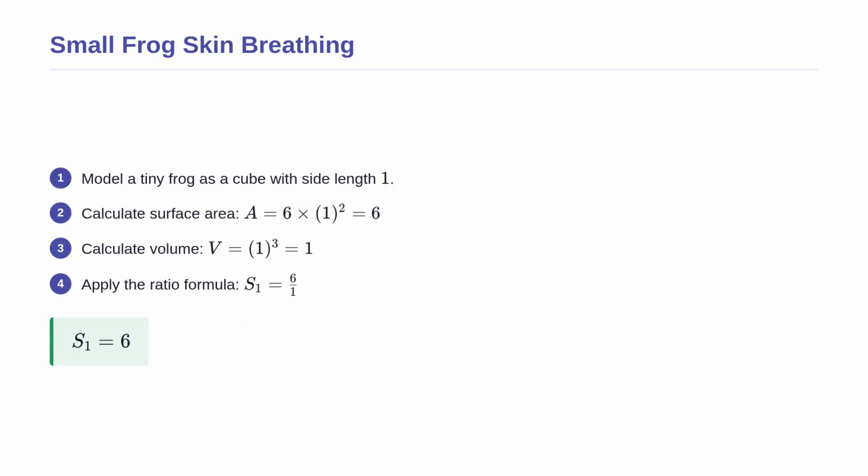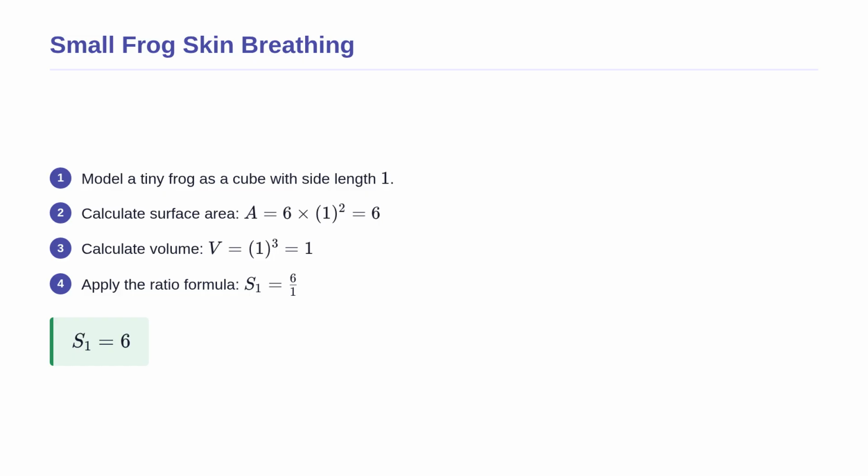Before we move on, let us see this with a concrete example of a small frog. We will model this tiny frog as a cube with a side length of 1. We need to find its surface area to volume ratio to see if it can survive by skin breathing. First, we calculate the surface area of the cube, which is 6. Next, we calculate the volume, which is 1.